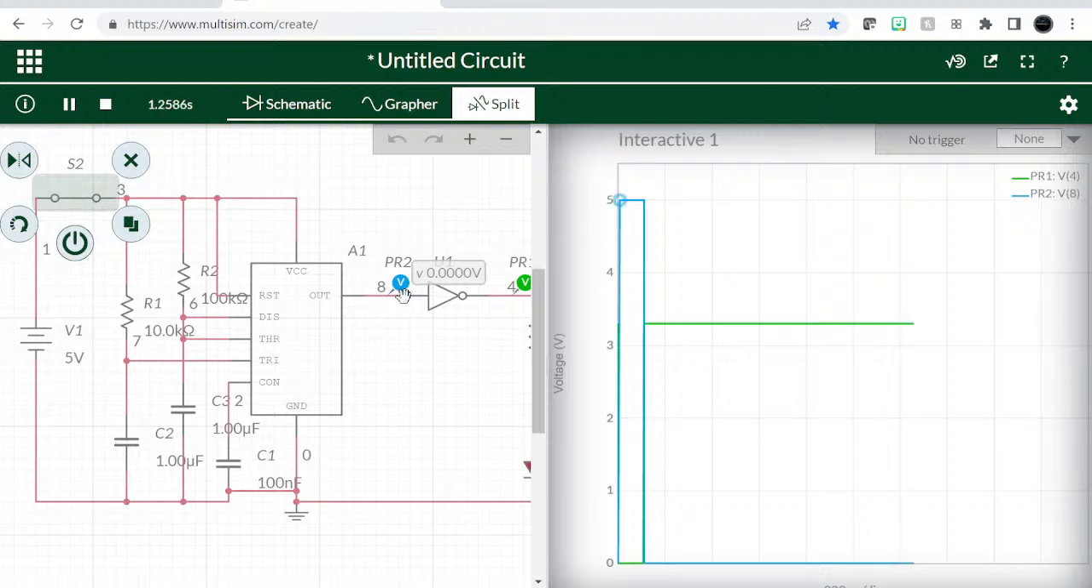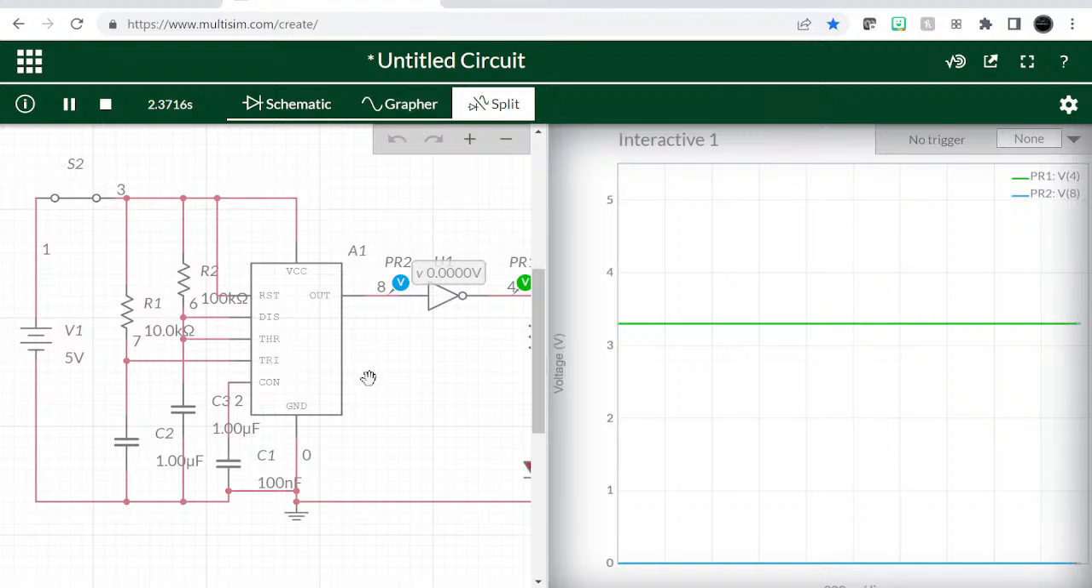Now you can see the blue line is the actual output from the 555 timer. The blue line is always off, but the inverter is on, and the inverter is at 3.3 volts, which is a high for an inverter. I think it can be on from 2.8 up to the VCC, right?